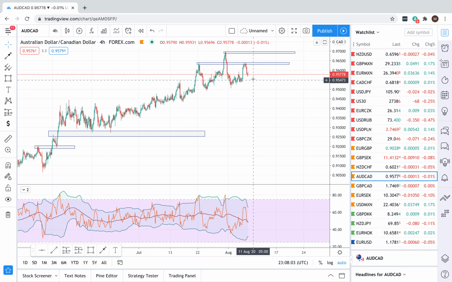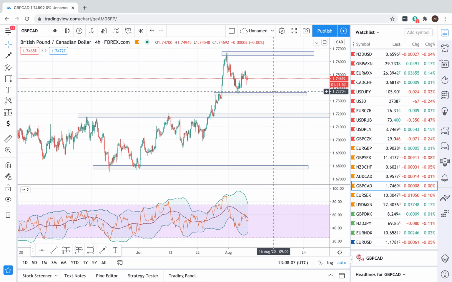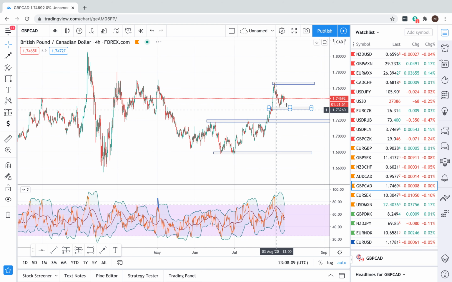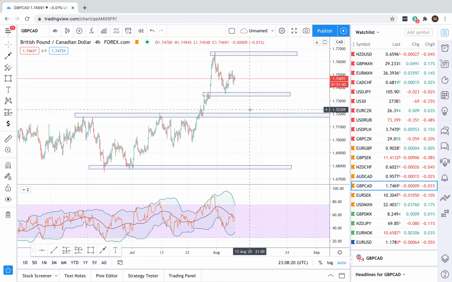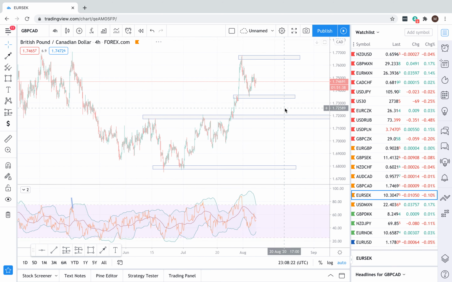To go in short, I would wait for price to keep going down and form new levels before I go in short. GBP CAD, I would wait for price to either retest this zone again to go in long, or break this level to go in long as well after the retest.